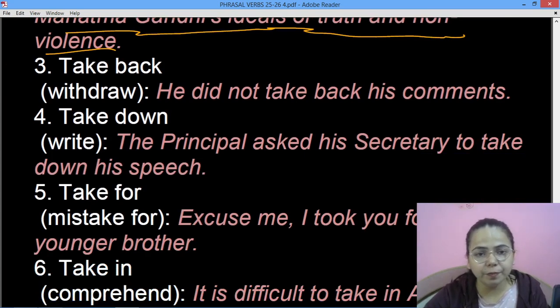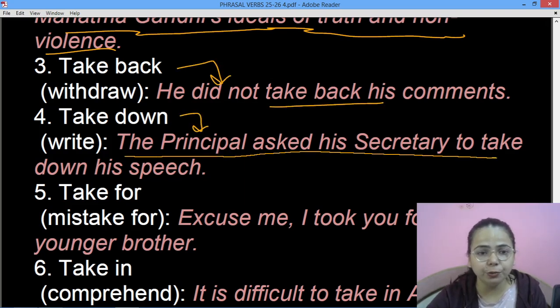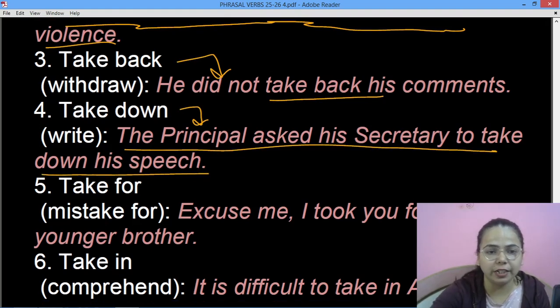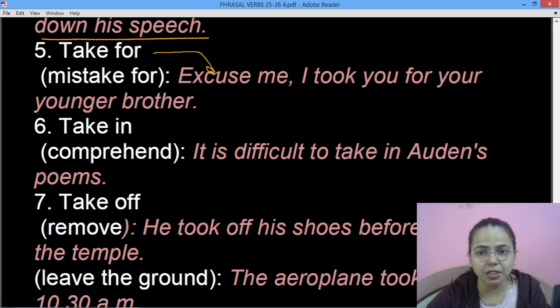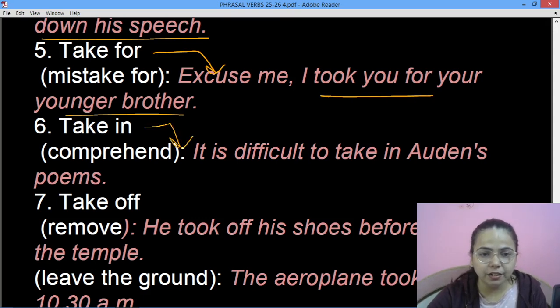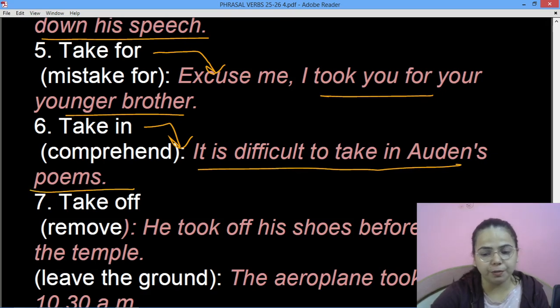Then take back, withdraw. He did not take back his comments. Take down, the principal asks the secretary to take down his speech, to write down the speech. Then take for, mistake for. Excuse me, I took you for your younger brother. Then take in, to comprehend. It is difficult to take in Auden's poems.